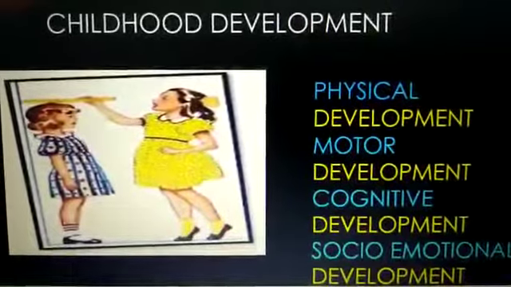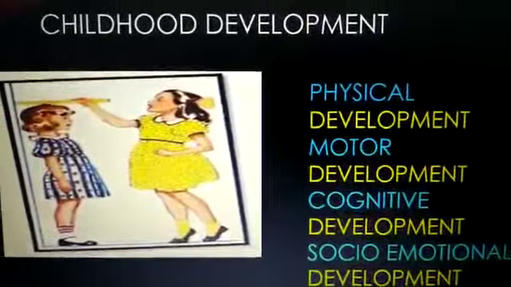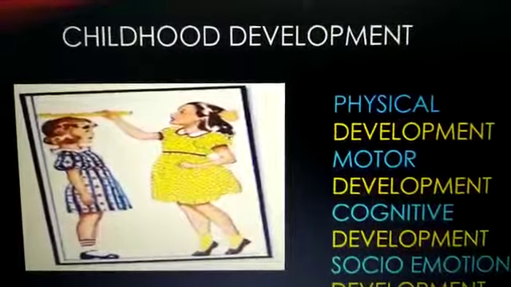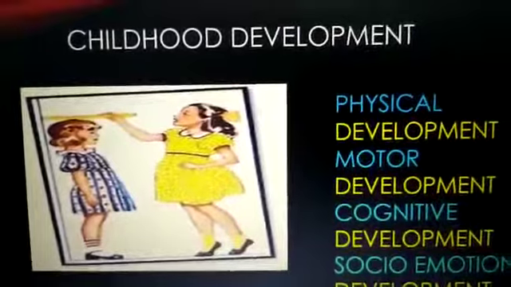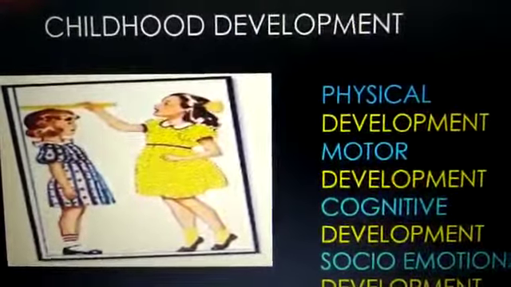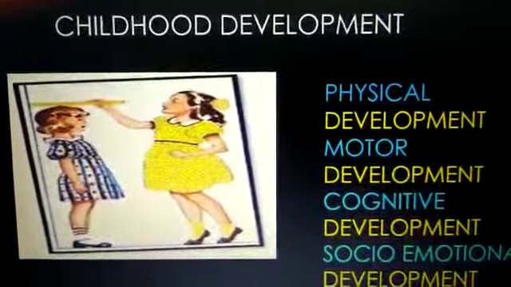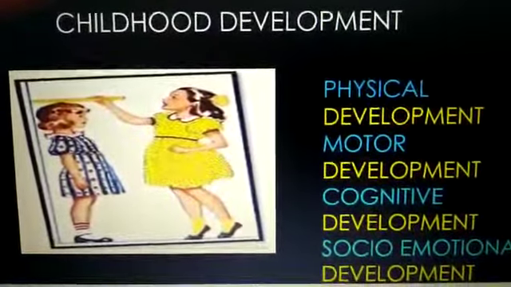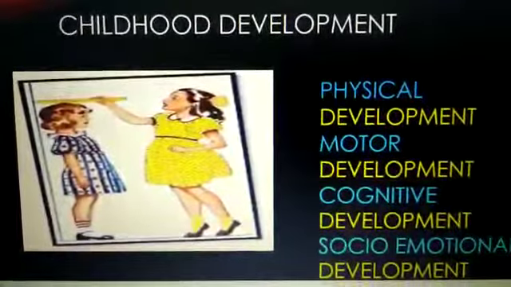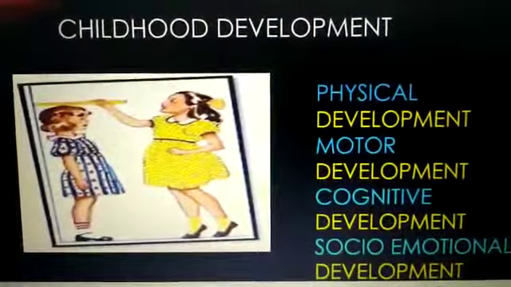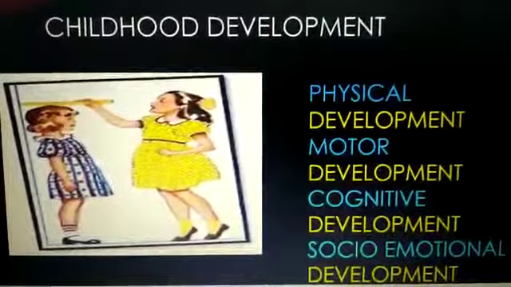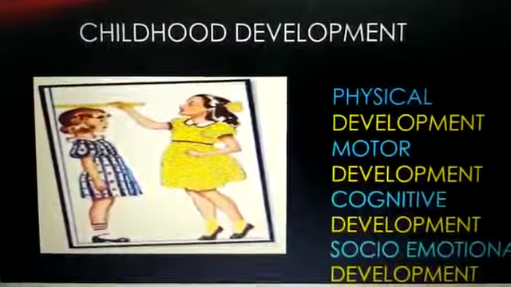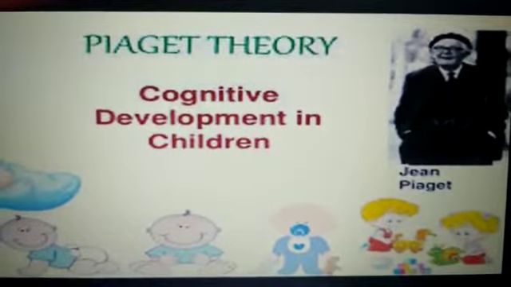So today in this video we are going to discuss childhood development. As in the previous video we discussed the development which takes place in an infant. With that continuation we will know about the childhood development which takes place physically, motor, cognitive and socio-emotional development. So children, in this development the major contribution was given by the psychologist named Jean Piaget.